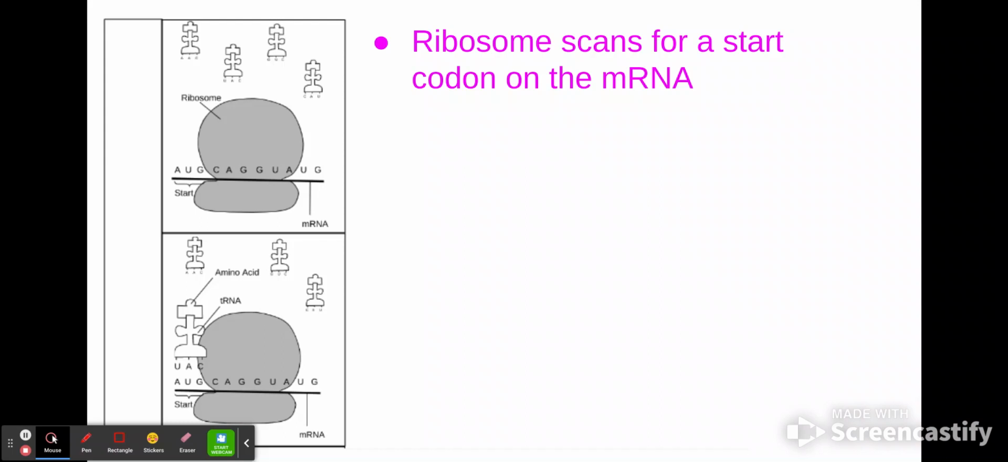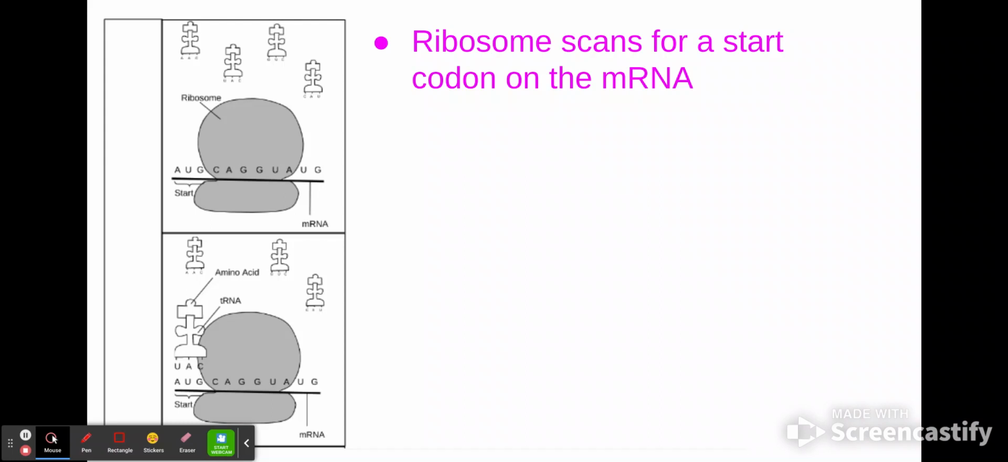So it needs to know what's the starting point on this messenger RNA that's really long and has millions of letters. So if I want to make an insulin protein, I need to know, where does the insulin protein start? And it's going to look for the start signal for the insulin protein.